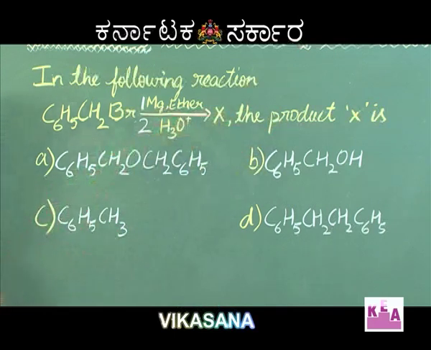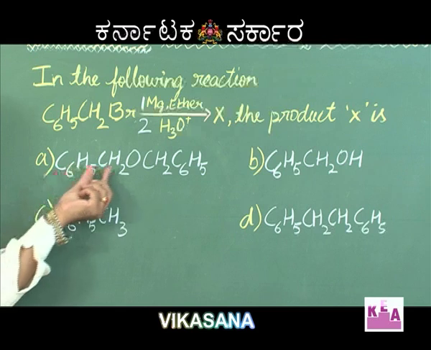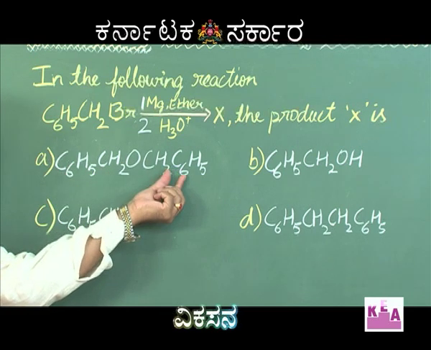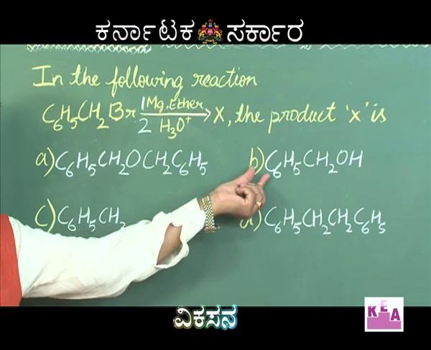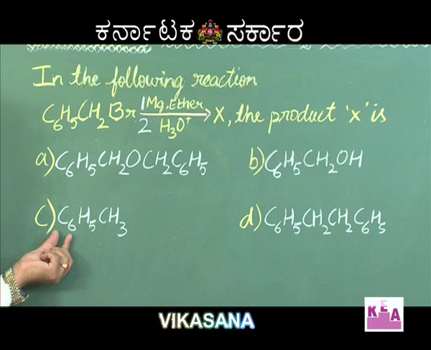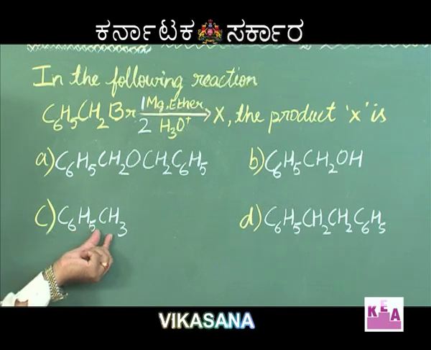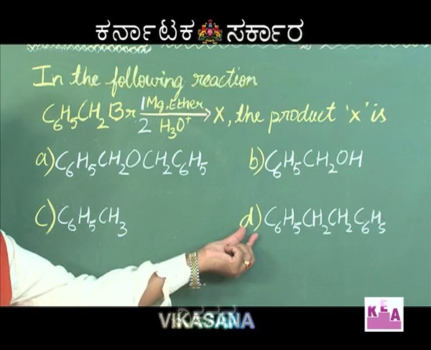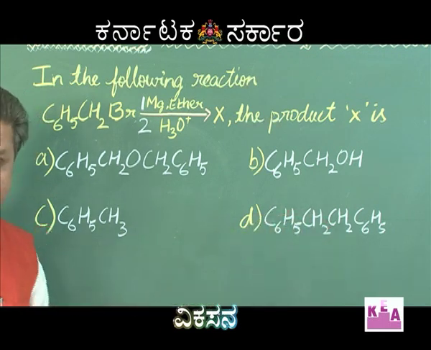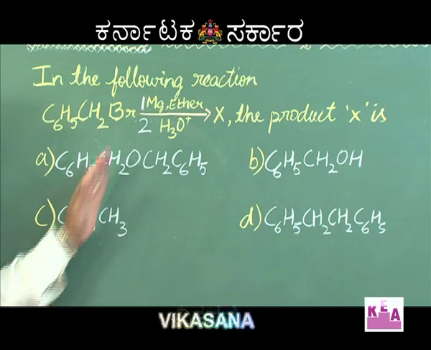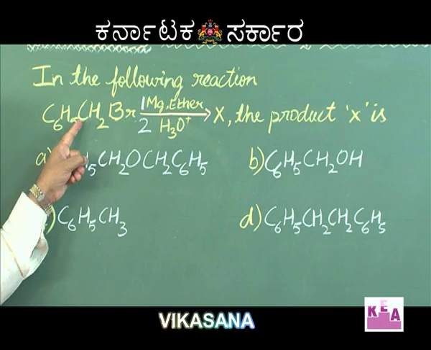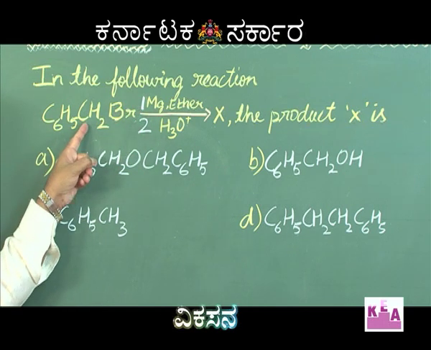The options given are C6H5CH2OCH2C6H5, option B; C6H5CH2OH, option C; C6H5CH3, option D; and C6H5CH2CH2C6H5.